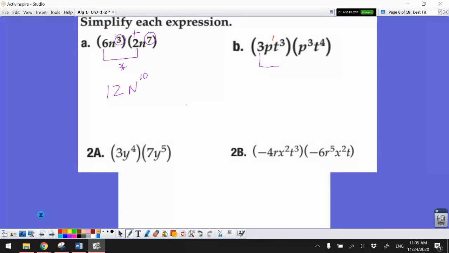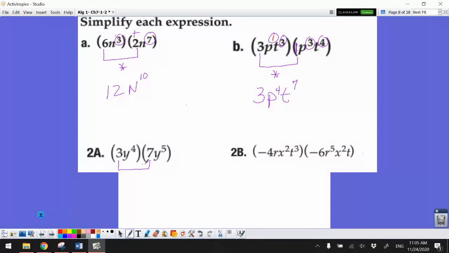Let's go to this next one. Multiply the numbers. Well, there happens to be a 1 right here. So 3 times 1 is going to give me a coefficient of 3. Then I have to look for like terms. So I see I have a p, and the p has a power of 1 and a power of 3. Well, 1 plus 3 is 4. What about my t's? I have a 3 and I have a 4. 3 plus 4 is 7. So that is 3p to the 4th t to the 7th. Okay, why don't you hit pause, see if you can do the last two problems.